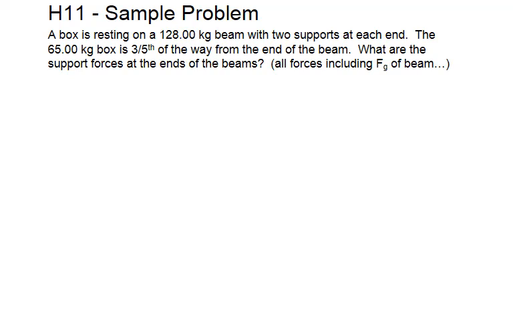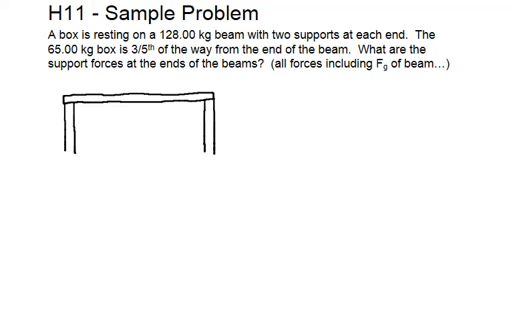So a box is resting on a beam with two supports at each end, and we have a box that's 3/5 of the way down from the end of the beam, and we want to find the support forces. So let's go ahead and draw this out.